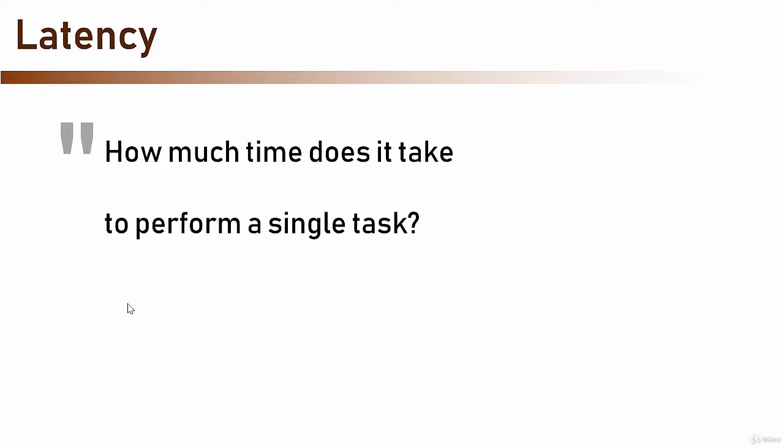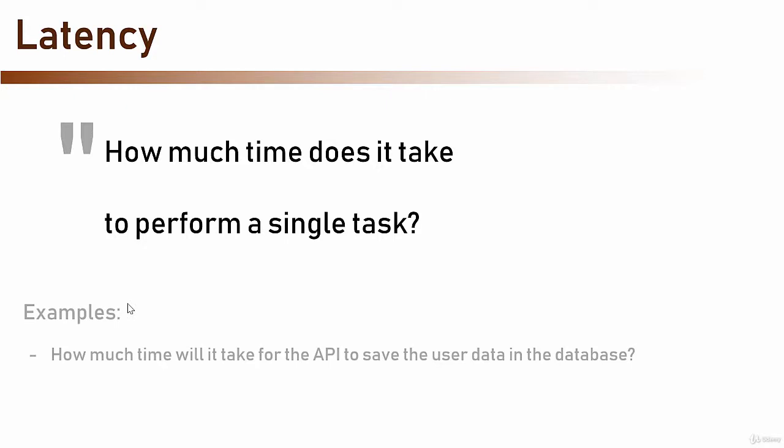The second concept is about latency and throughput. Those 2 words define the way we look at performance and give us 2 points of view on it. Let's begin with latency. Latency answers the question, how much time does it take to perform a single task in the application? For example, how much time will it take for the API to save the user data in the database? Or, how much time will it take to read a single file from the file system? You can see that latency deals with the time it takes to perform a single task.